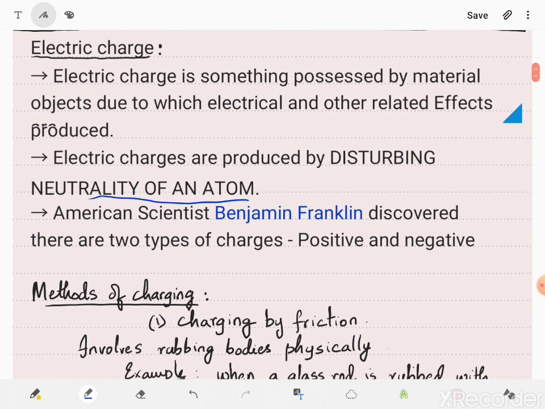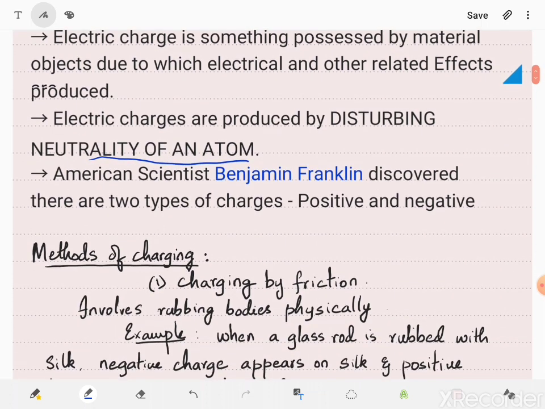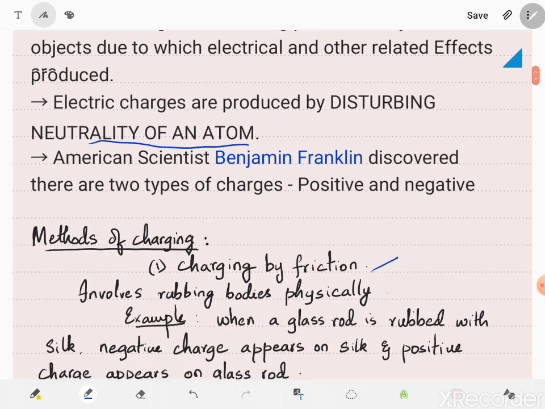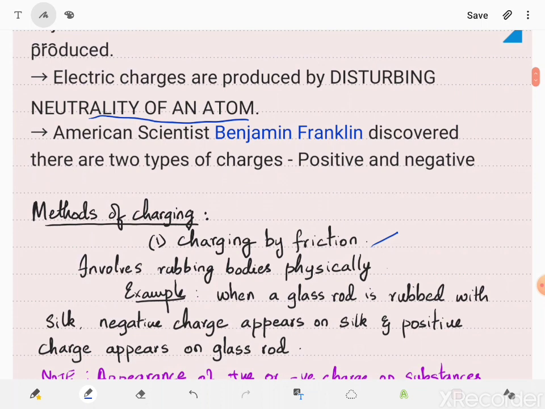The methods of charging are basically of 2 types. The first type is charging by friction. Charging by friction involves rubbing bodies physically. For example, like we've already remarked, when a glass rod is rubbed with silk, negative charge appears on silk and positive charge appears on the glass rod.